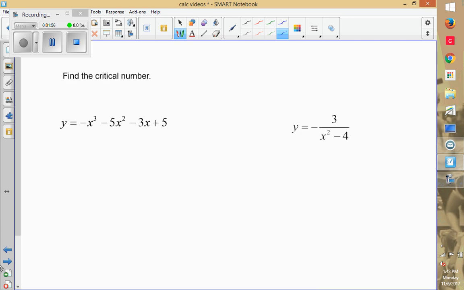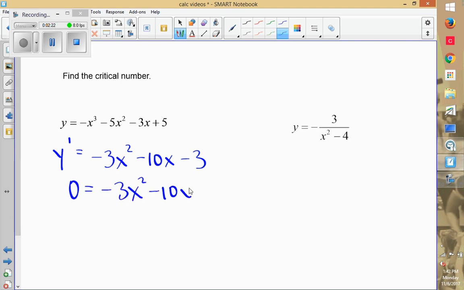So if I want to find the critical number of just these two equations, the first one's a polynomial, so the derivative is fairly easy for us to find. It's going to be negative 3x squared minus 10x minus 3. I want to know when that is equal to 0. Basically, I'm finding when I have horizontal tangents. Those are going to be critical numbers to us. Everything is a negative in here, so if I multiply everything by -1, I end up with 3x squared plus 10x plus 3.